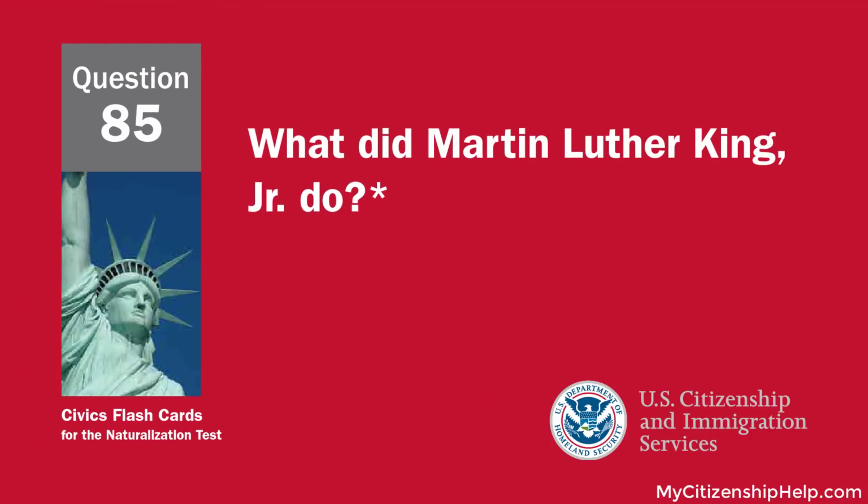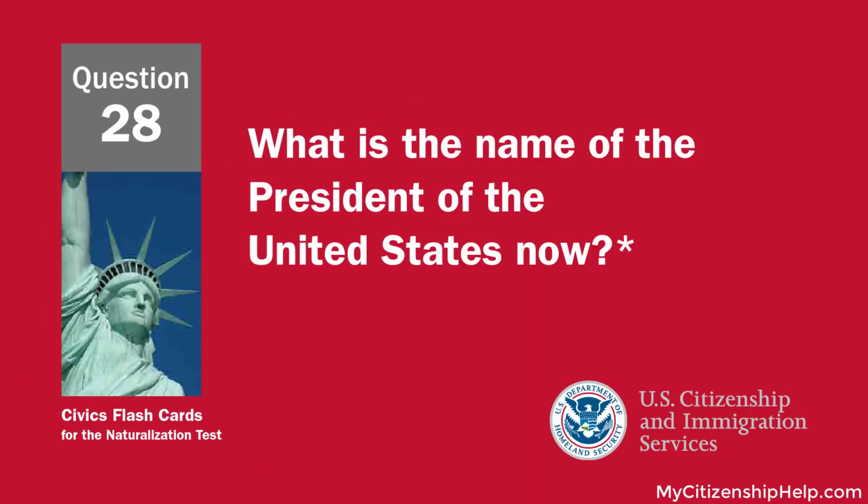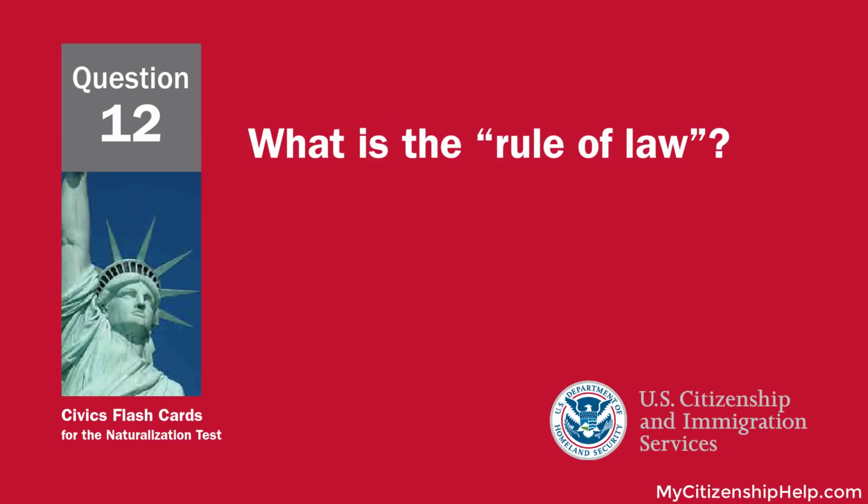What did Martin Luther King Jr. do? Fought for civil rights. Worked for equality for all Americans. What is the name of the President of the United States now? Donald J. Trump. Donald Trump. Trump.